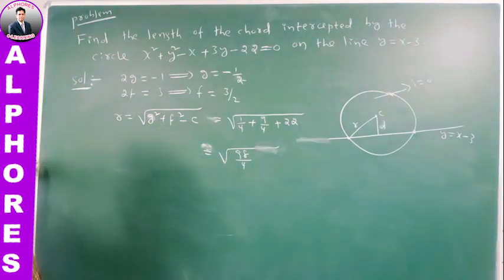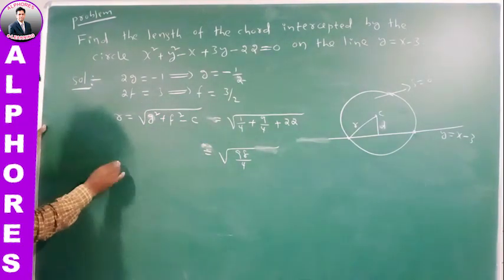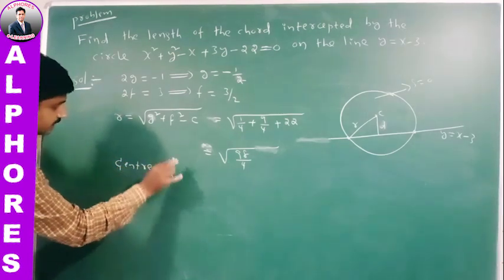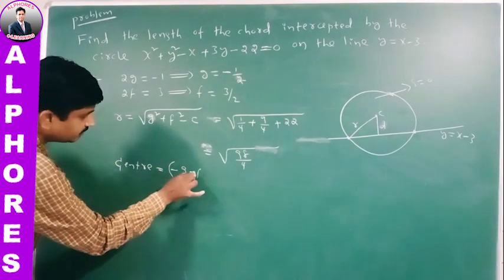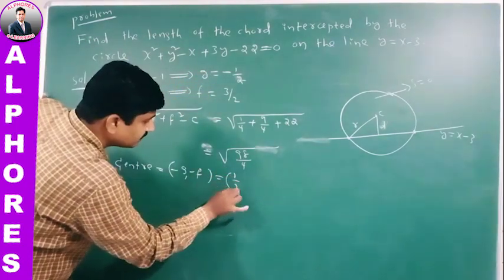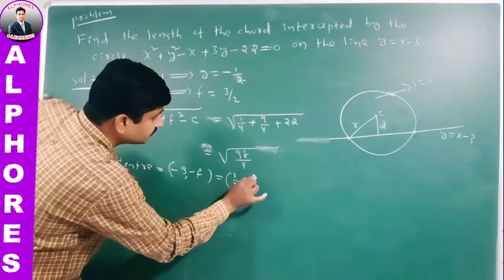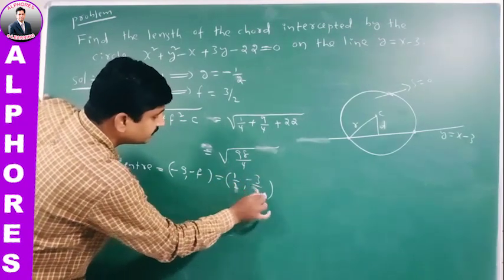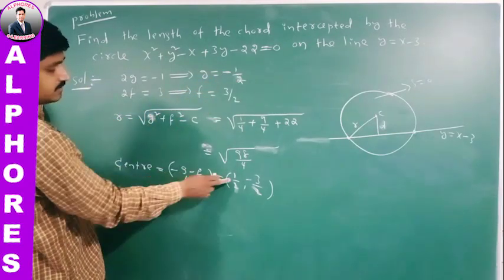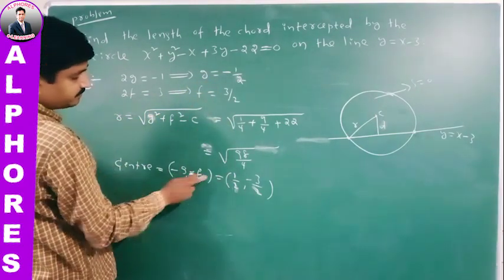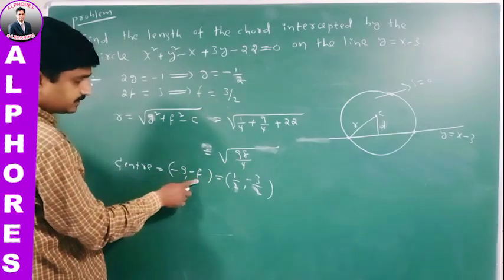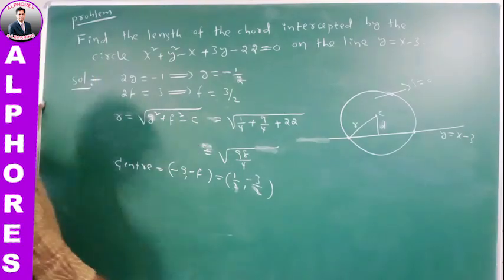Okay, next D. Here, the center of the circle is what? Center is minus g comma minus f. Minus g comma minus f means 1 by 2 comma minus 3 by 2. Here g equals minus 1 by 2, so minus into minus is plus 1 by 2. Here minus f is minus 3 by 2. Therefore the center is 1 by 2 comma minus 3 by 2.